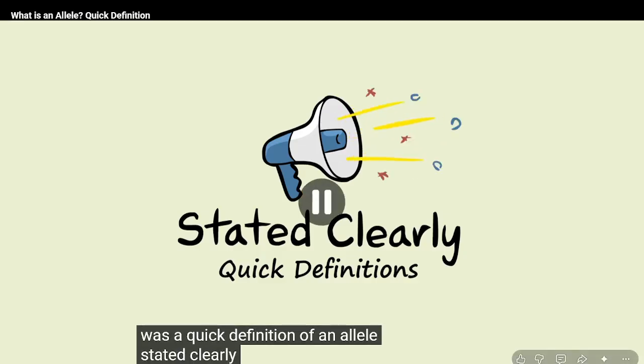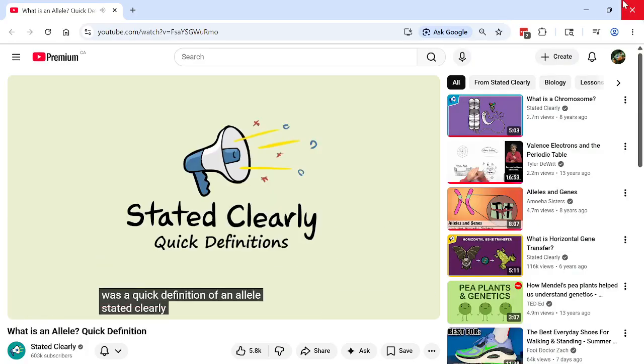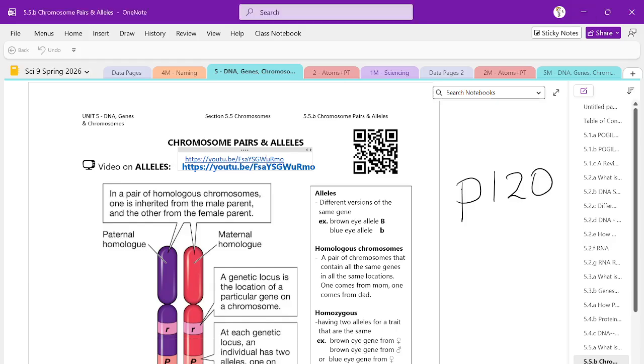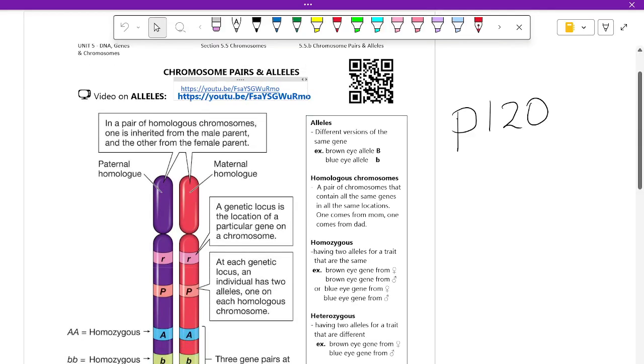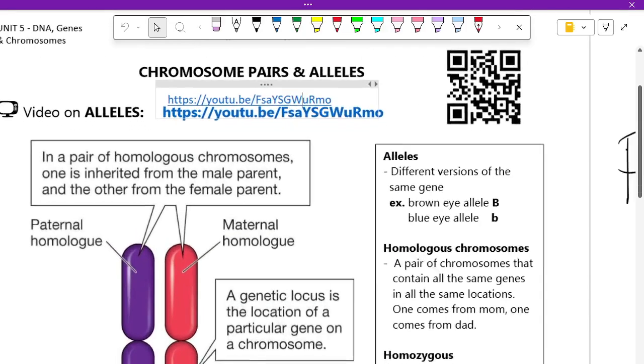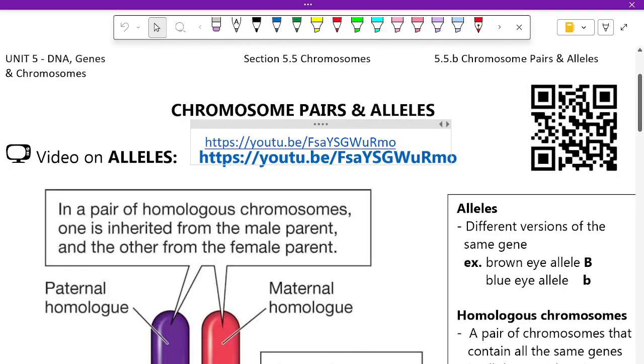Okay, so now we're going to take a look at these two chromosomes here. We're not just looking at alleles, but we're also looking at chromosome pairs. Because as you know, for every chromosome that you have, you got one of them from mom, and the other one came from dad. So for chromosome number 1, you got chromosome 1 from mom and chromosome 1 from dad.